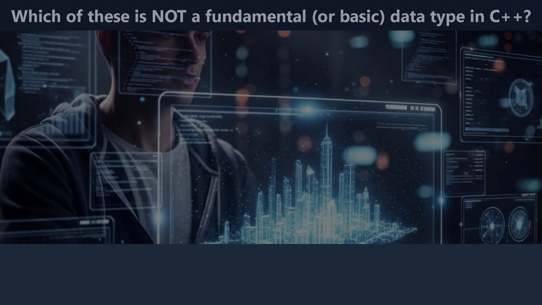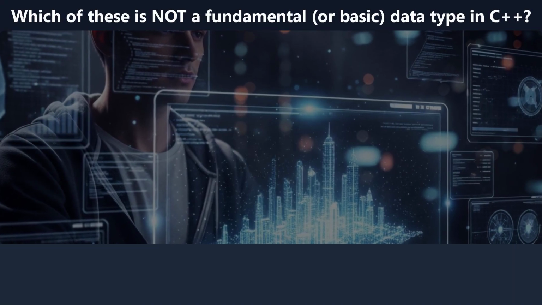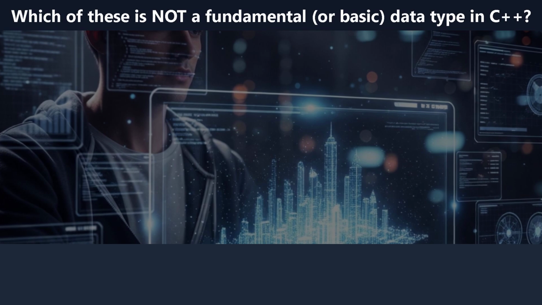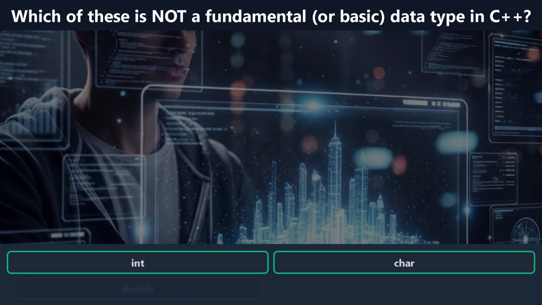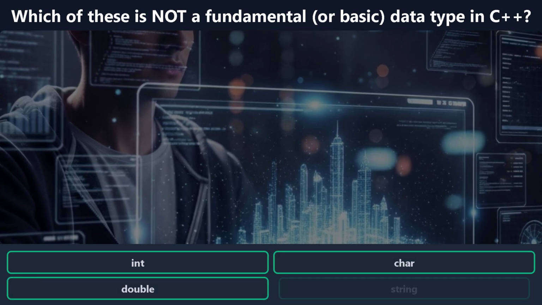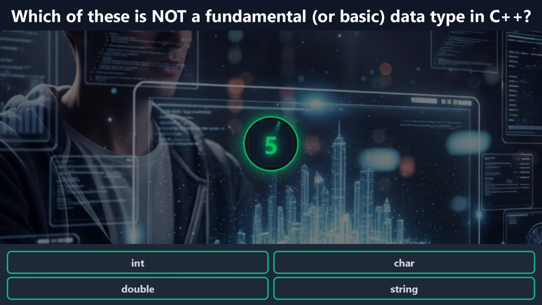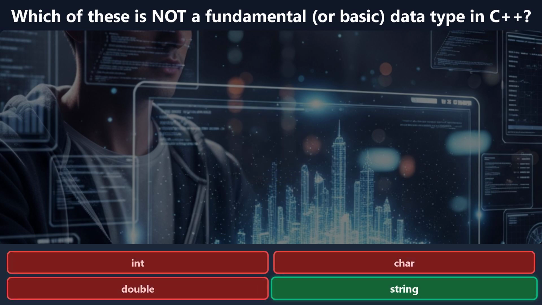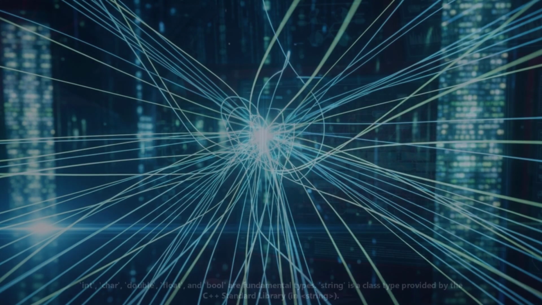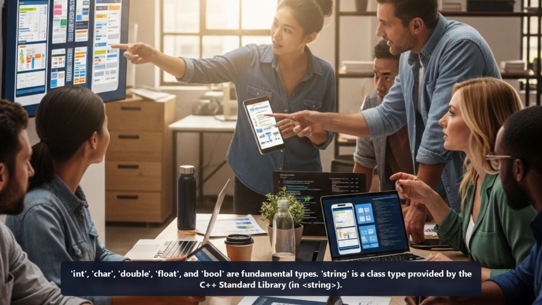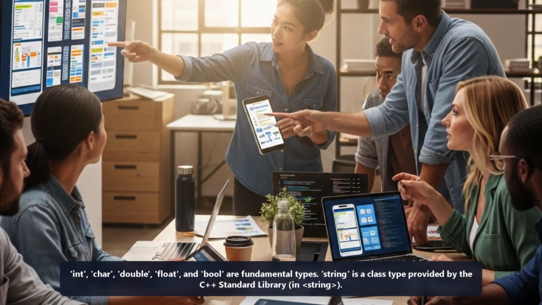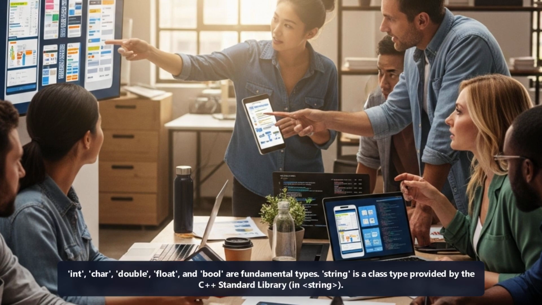Which of these is not a fundamental, or basic, data type in C++? Int. Char. Double. String. String. Int, char, double, float, and bool are fundamental types. String is a class type provided by the C++ standard library, in <string>.